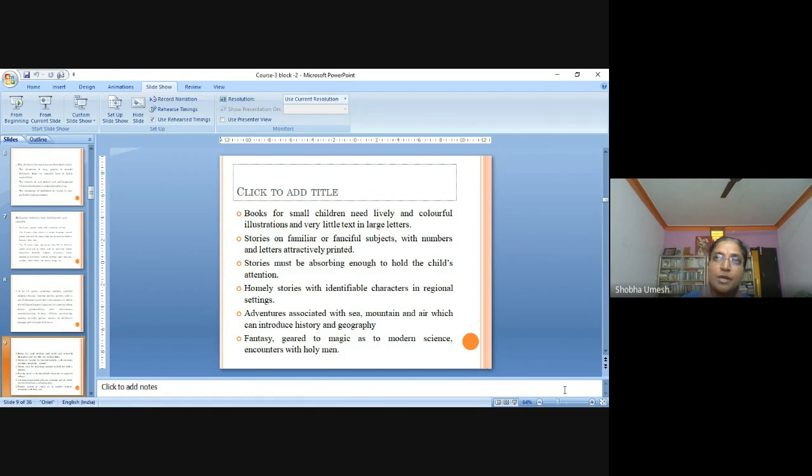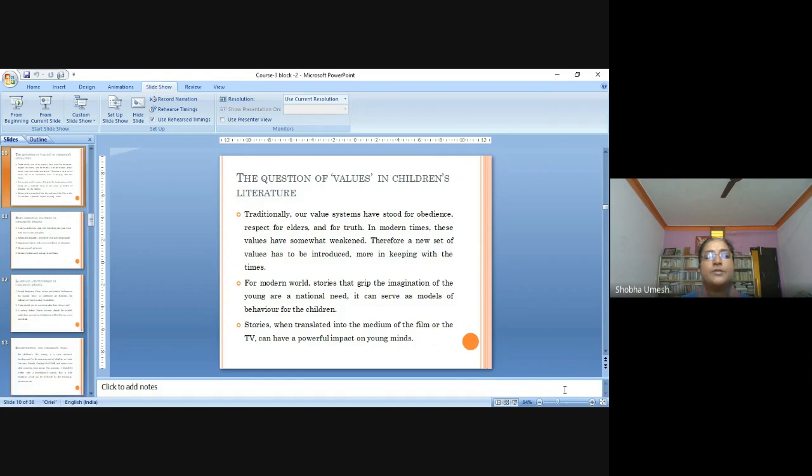So nowadays, more fantasy movies are being directed, and some writers are also writing fantasy tales, which are associated with magic and modern science, and some holy man becomes a character in them. So, what are the things? The next question that arises is the question of values in children's literature. How are we going to impart values in children's literature?